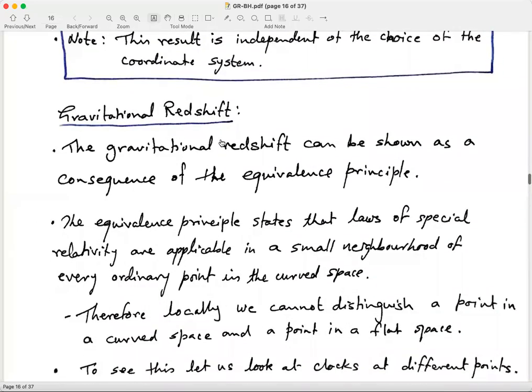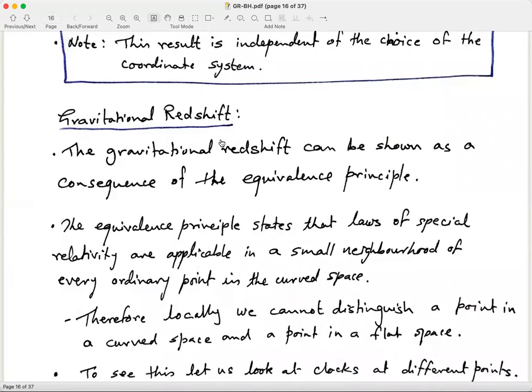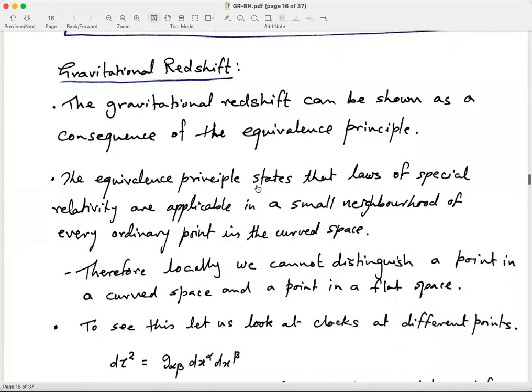Okay, so let's consider gravitational redshift. This is another effect due to gravity, and one can see that this is in fact an effect which is a consequence of the equivalence principle. Now, to understand that, let's first understand what the equivalence principle is trying to say.